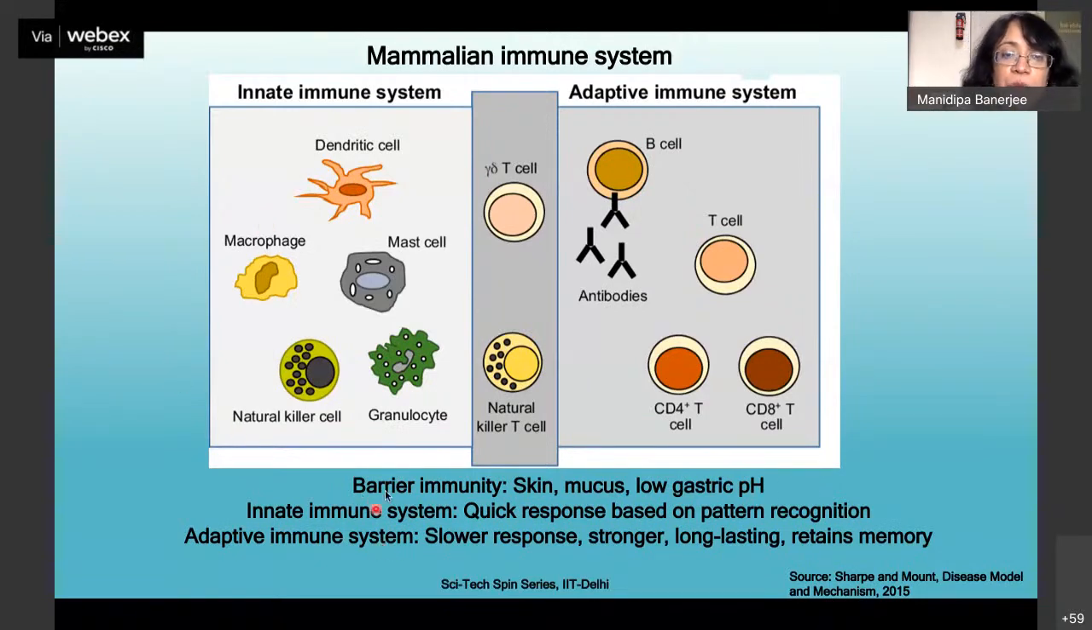Of course, before the innate immune system, we also have our barrier immunity, which is not a traditional part of the immune system, but it does help to protect us. Our skin, our mucus, the fact that our gastric pH is very low, those things take care of a lot of pathogens and do not allow them to come inside.